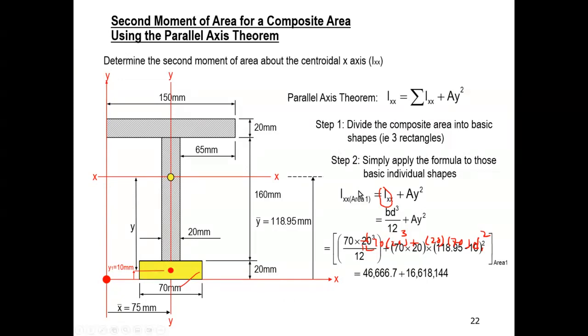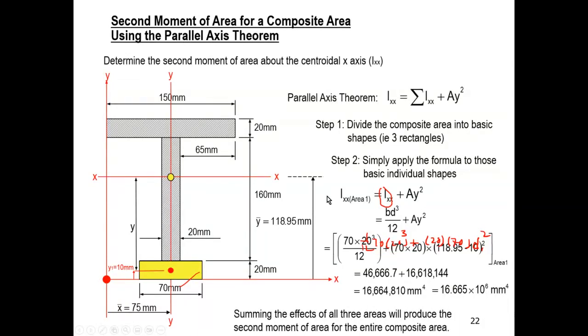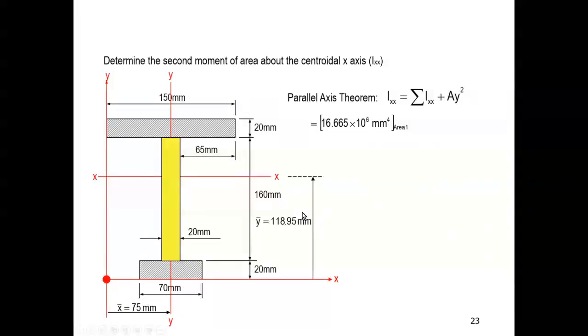So let's do that for the middle block, or area 2. Let's set this aside and try to remember that. And for the middle part, again, the very same formula. From the table, what I get is 1 over 12, that's the standard value, BH cubed, where B is 20 and H is 160 cubed.